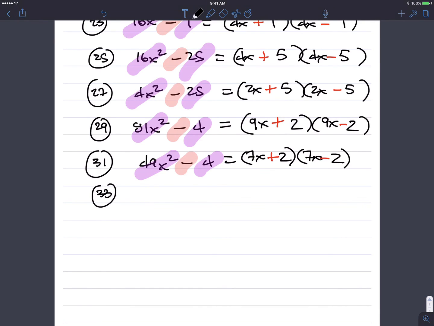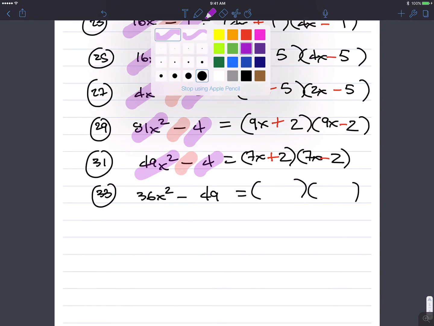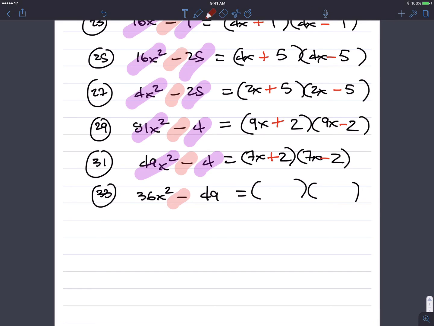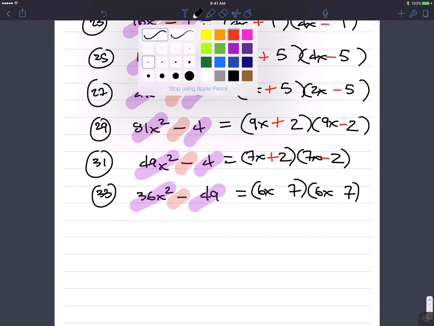It's, let's see, 36x squared minus 49. All right, let's see. I have a difference. Do I have perfect squares? 36x squared and 49. Okay, what are my bases? 6x. For 49, what's the base? 7. Good. Plus and minus.